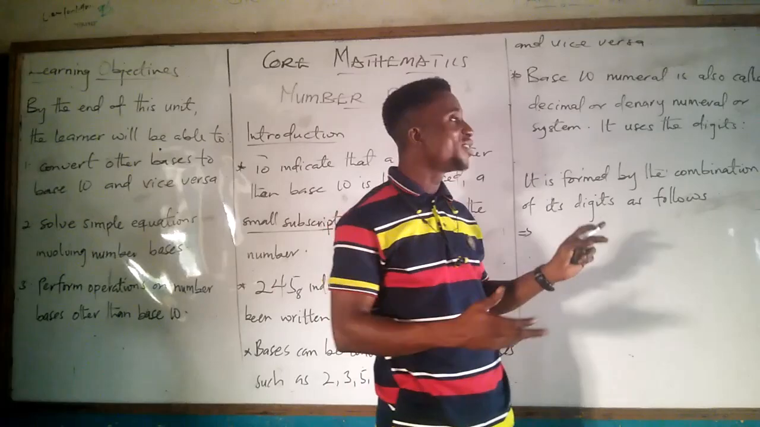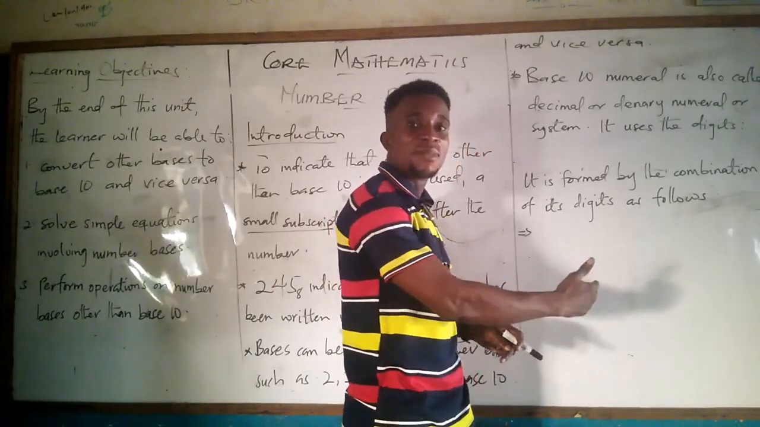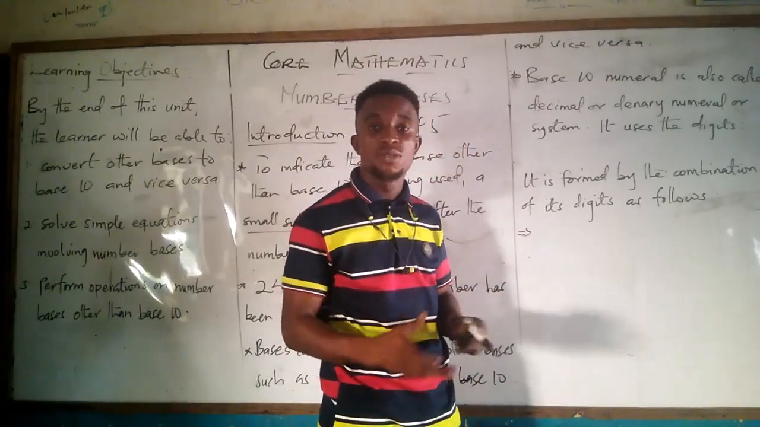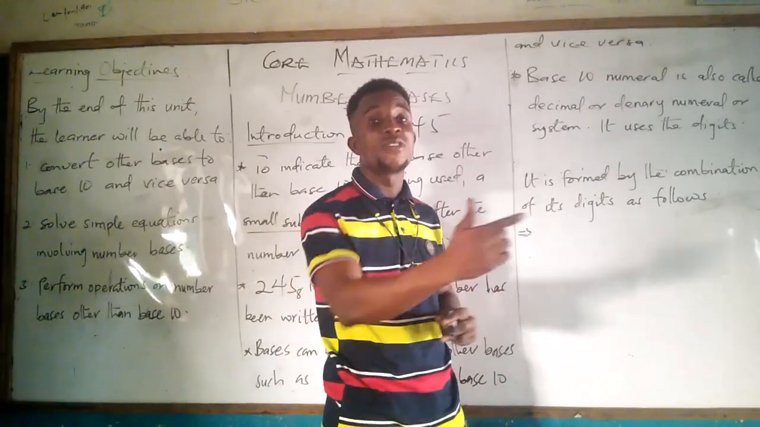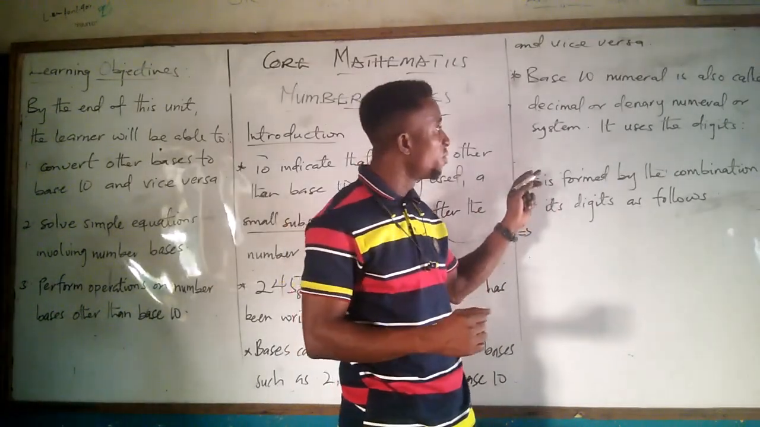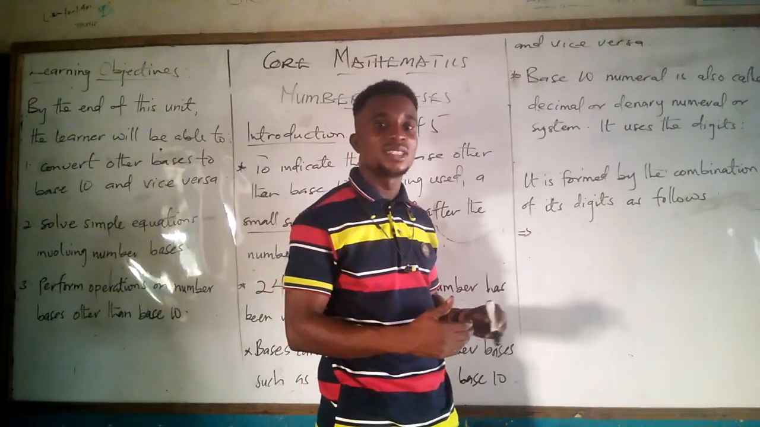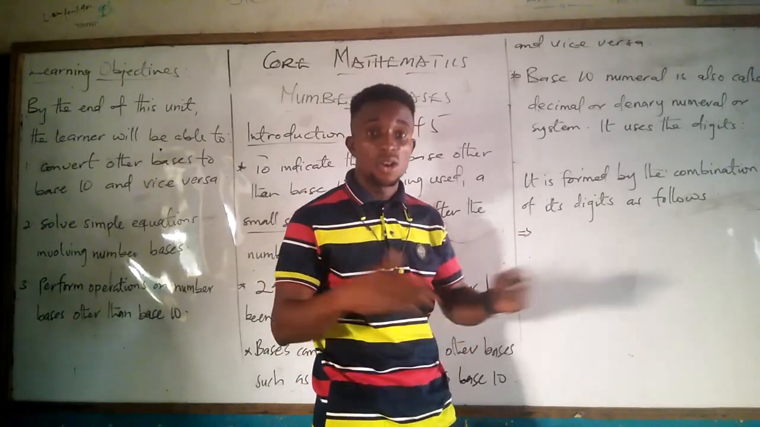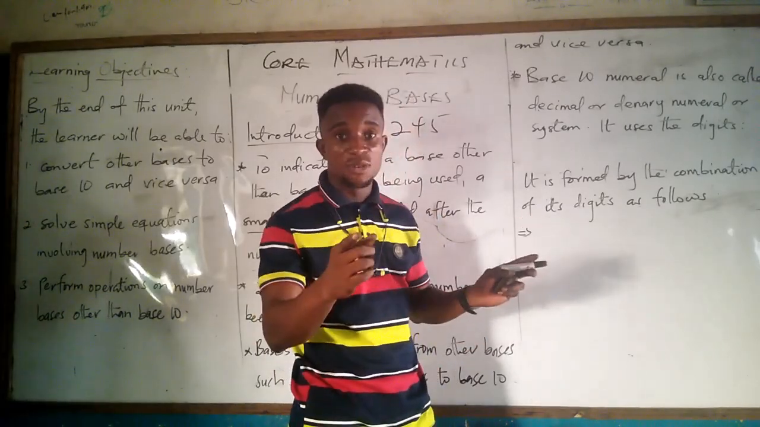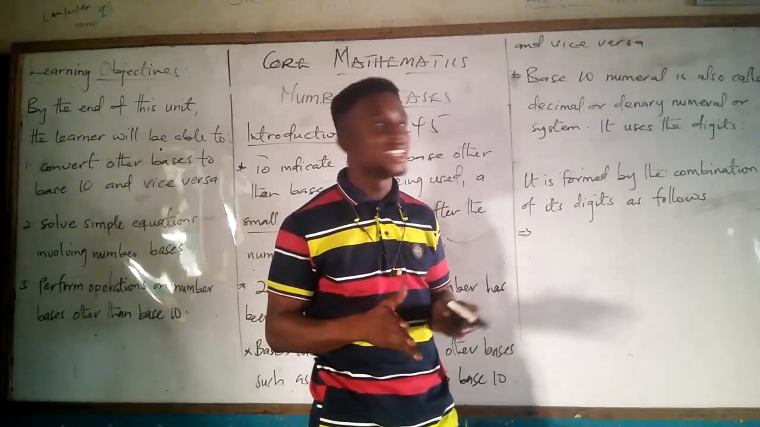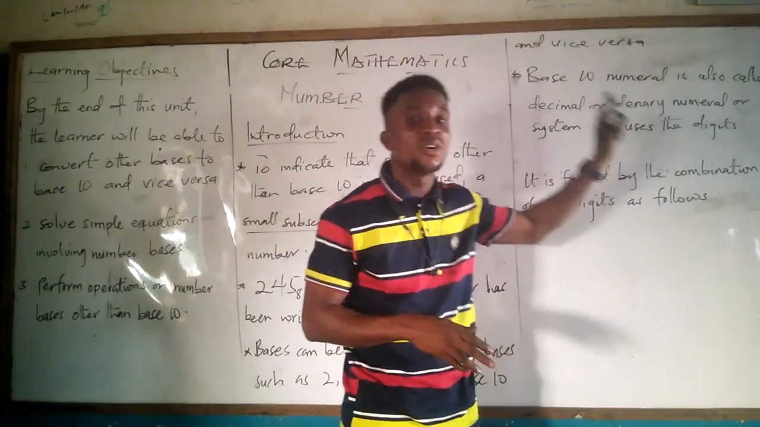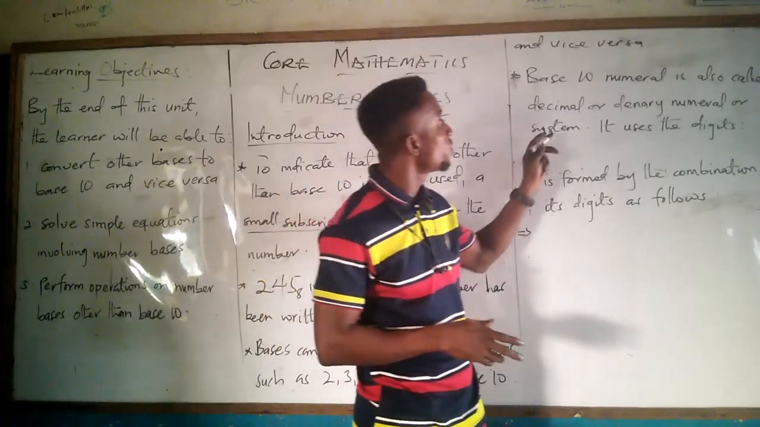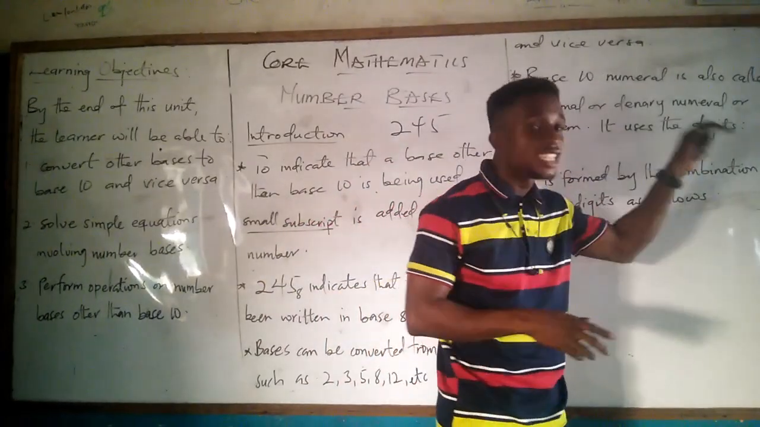Okay. So I can ask you to convert a given number to an ordinary numeral, and you have to know we are referring to base 10. I can give you a number and ask you to convert it to a decimal numeral, or a decimal number, meaning base 10. Do we get that? So these are the other names for base 10. And we're also saying that it uses digits.